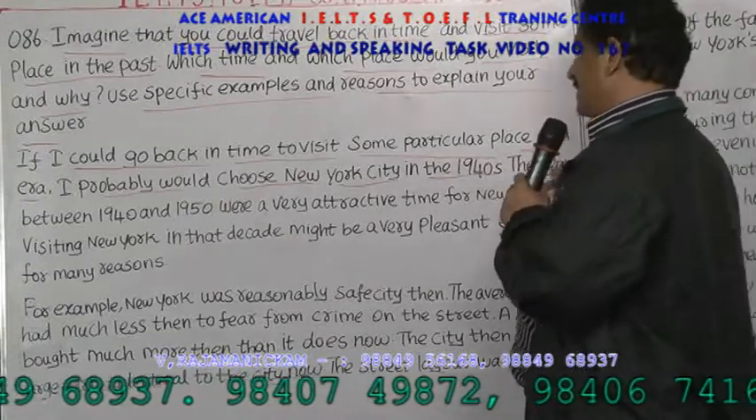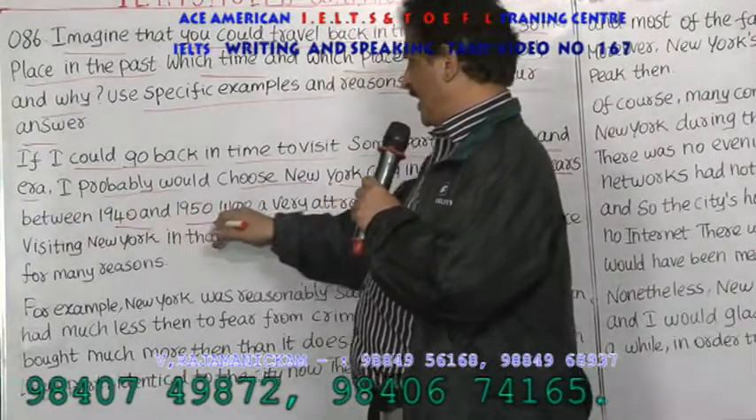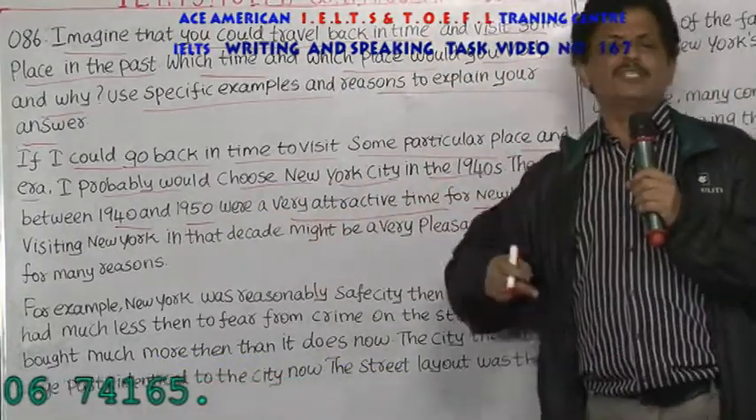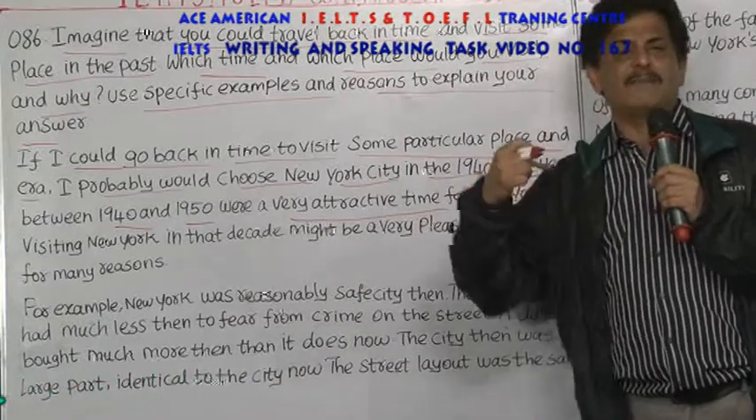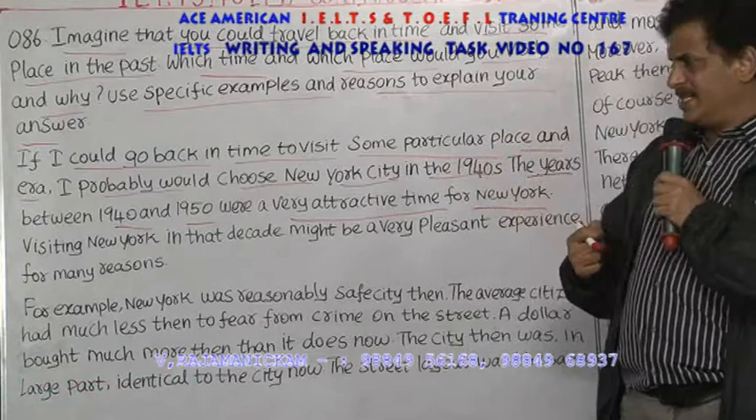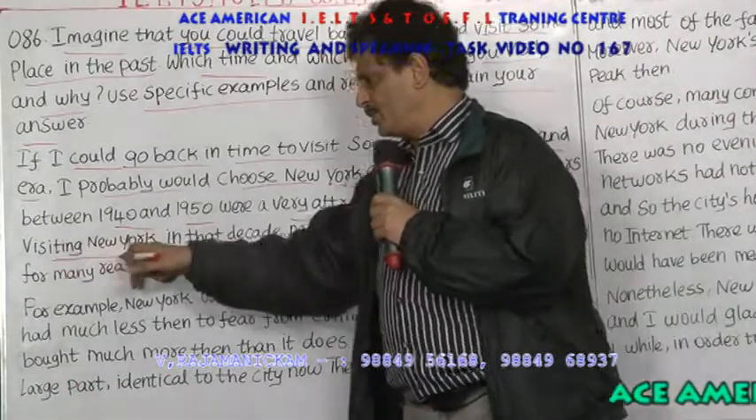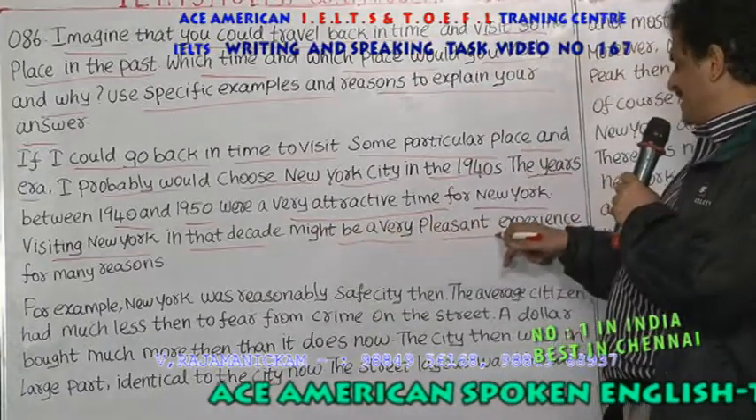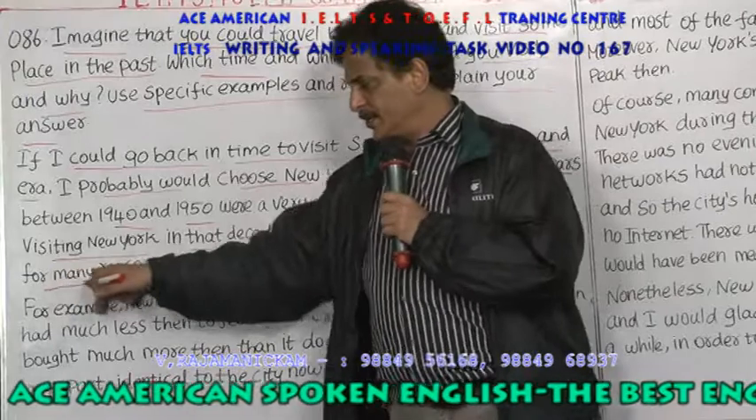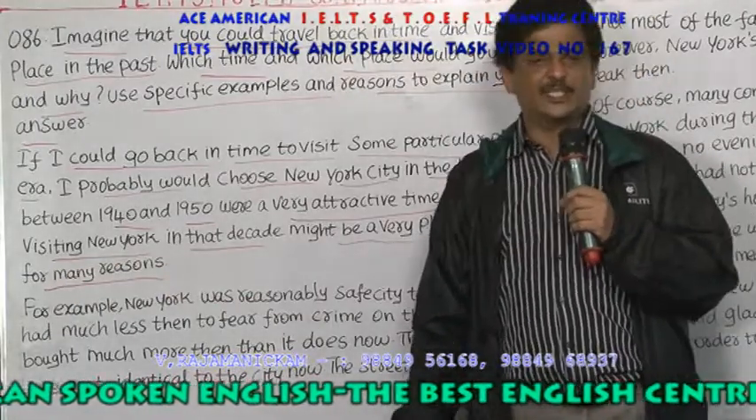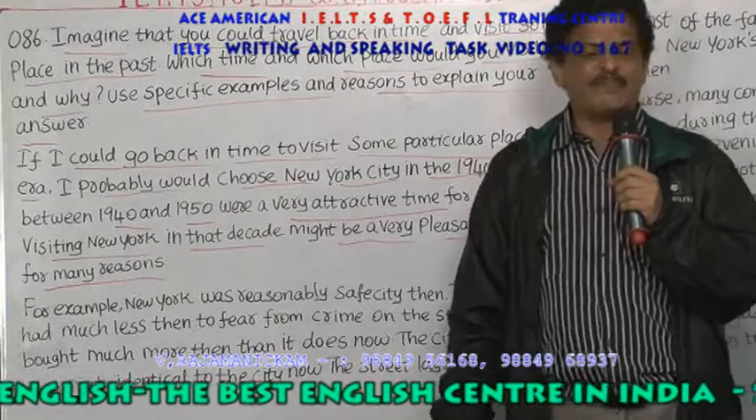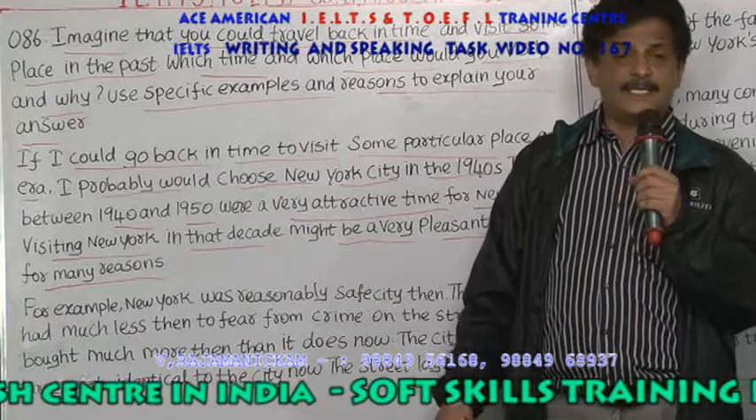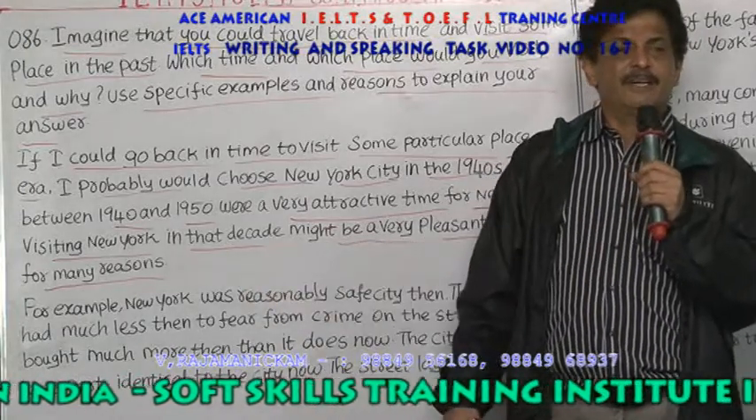And he says the years between 1940 and 1950 were a very attractive time for New York. So he says New York in the 1940s and 50s was the golden period of New York. Why does he say so? Visiting New York in that decade, 10 years, might be a very pleasant experience for many reasons. So he says, if I get a chance to go back in time to a particular place, it will definitely be New York during the 1940s and 50s, such a golden period for New York.